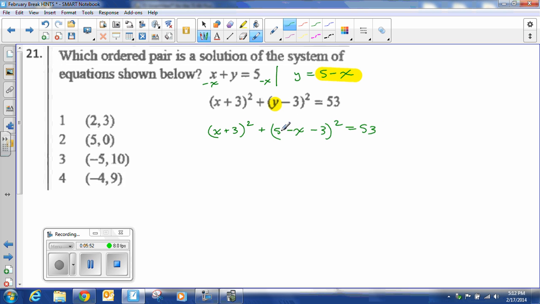And let's clean this up. We can just combine like terms. 5 minus 3 is 2. So this really becomes 2 minus x. And this is x plus 3 squared. We're bringing this all down. We want to FOIL this term and FOIL this term. And you will end up with a quadratic. Solve for x, get your roots. And once again, since they want an ordered pair, you're going to have to substitute back into the linear equation to get your y value.